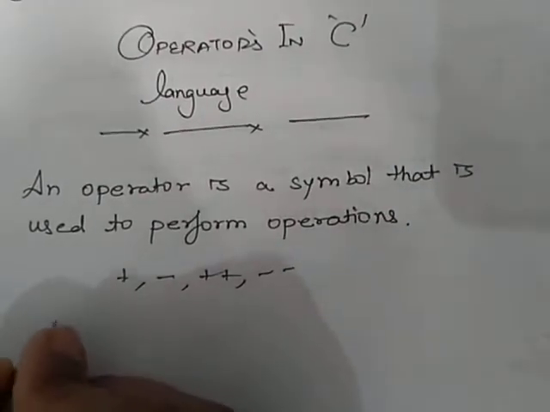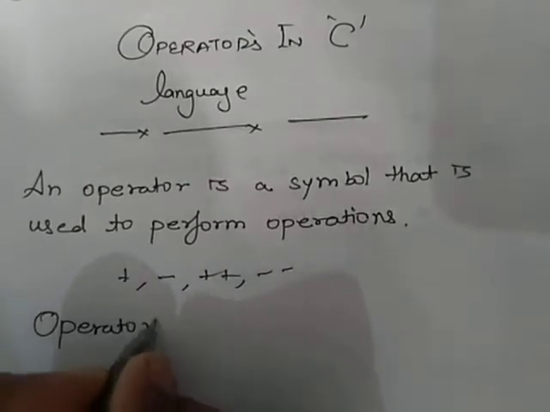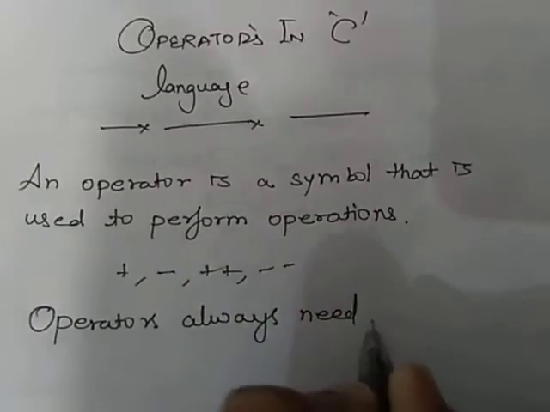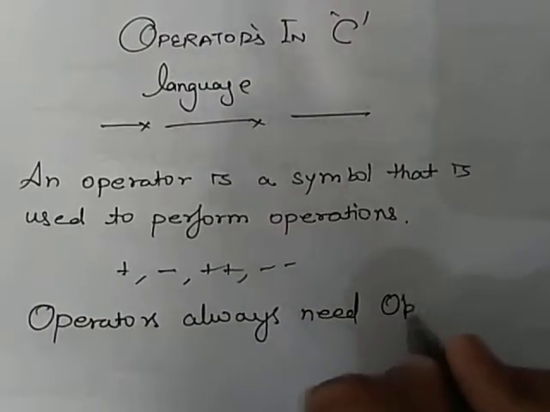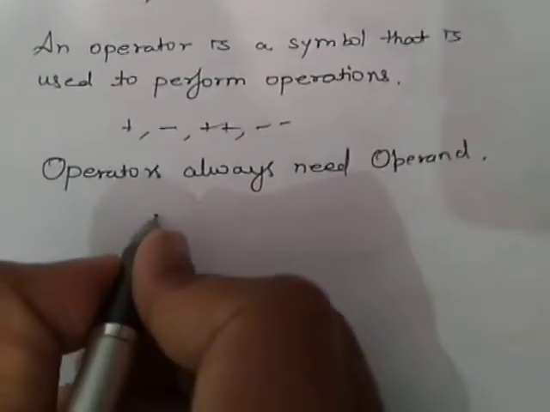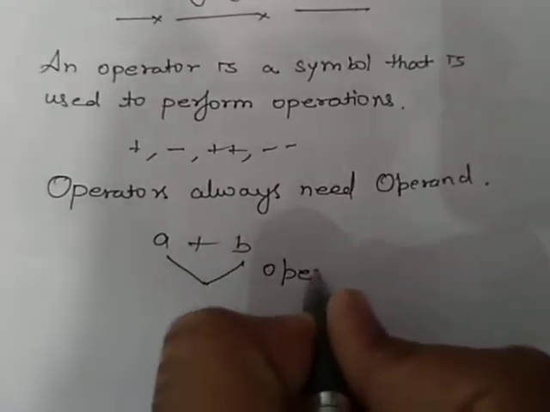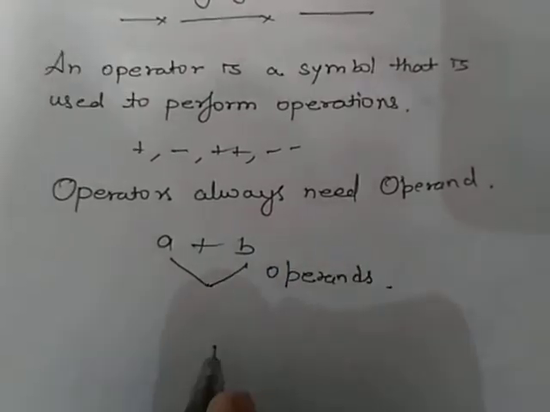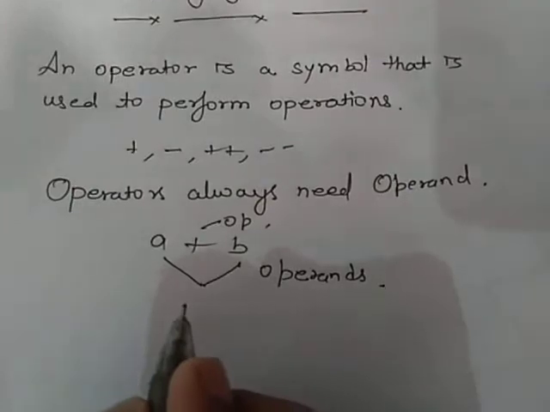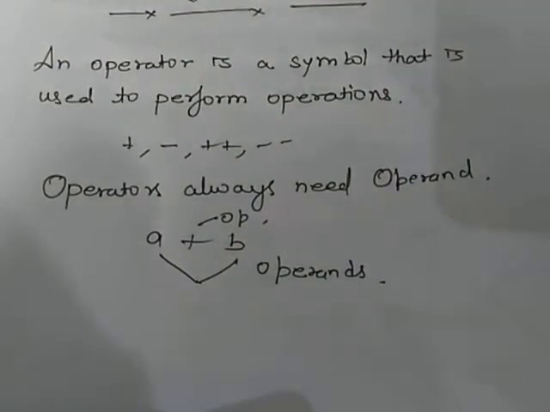Now operators always need operands. For example, a plus b. These two are operands and this is the operator. There are many types of operators like arithmetical, logical, bitwise, etc.